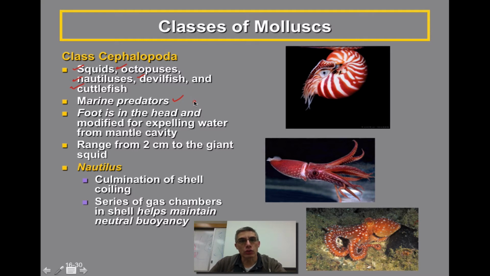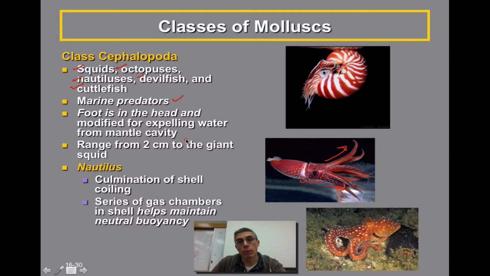And when you look at these animals, you're going to notice that the foot itself is actually basically the head region of this animal. Now, that foot is going to be modified for expelling water. So you're going to find these animals having a very large funnel-like structure somewhere in this area of the animal. And the rest of the foot area for this mollusk is going to be modified into the various arm structures that you see protruding from the anterior region of the animal itself.